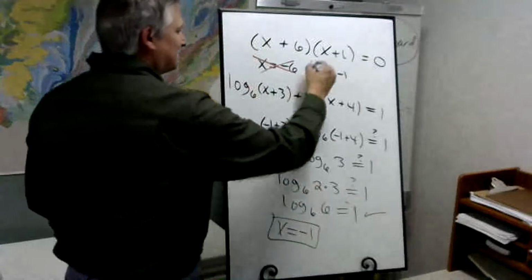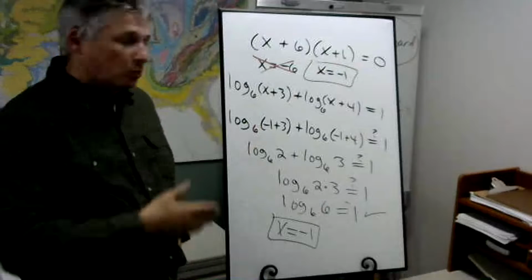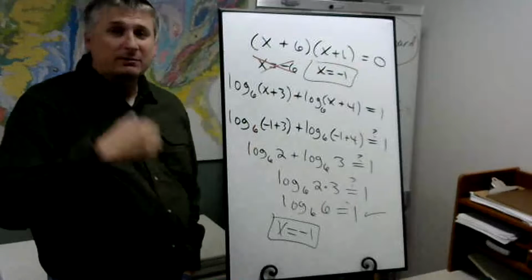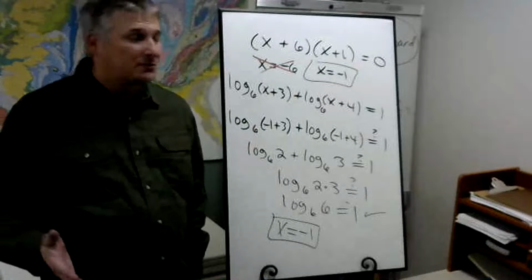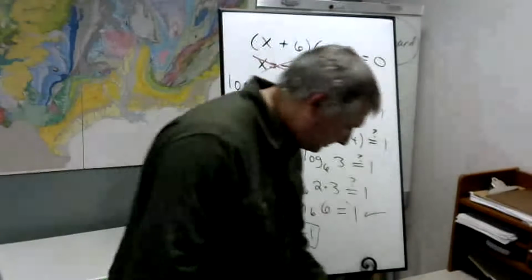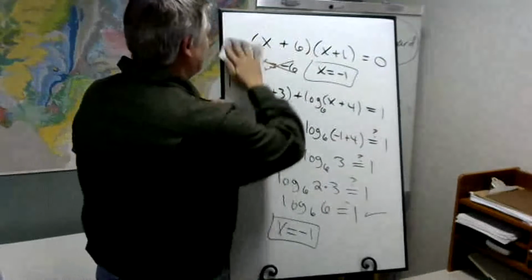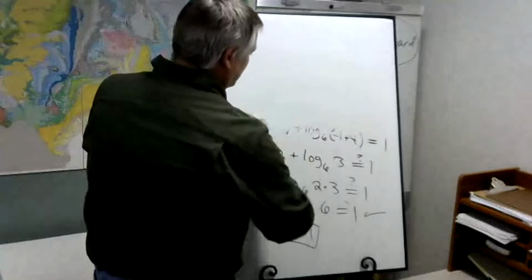X is -1. So one of these answers, even though the algebra worked out fine, one of them doesn't work and one of them does. So again, it's why you want to check your answers. So let's see, I have one more to do. Let's do this one.